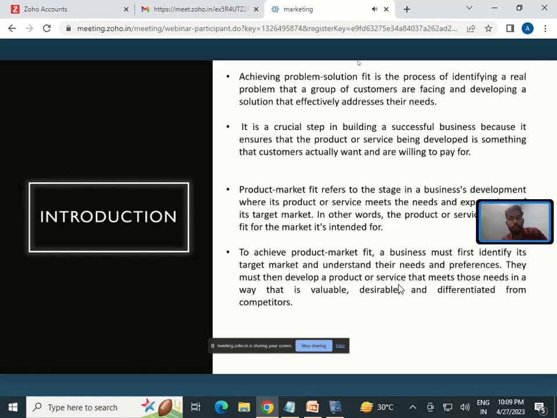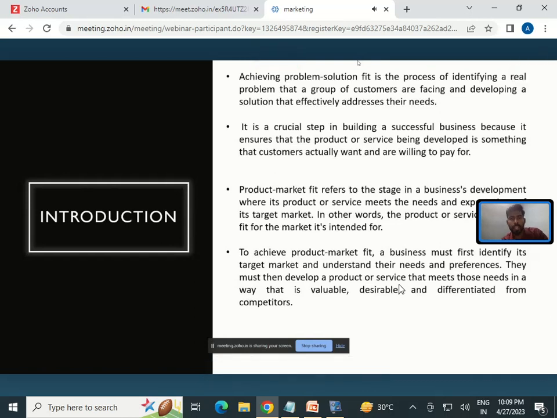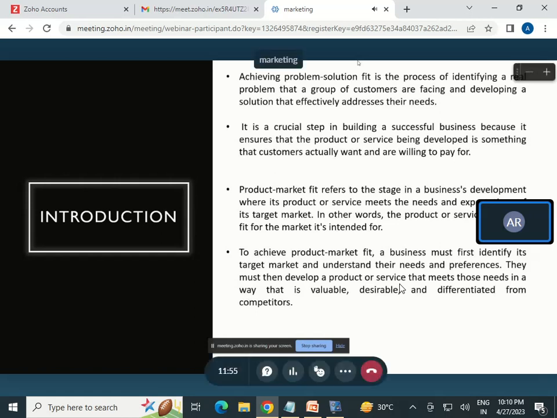Because even if you're launching anything in the market, the one word, competition, never leaves you behind. Everybody knows it, right? So it's a crucial step in building a successful business, because it ensures that the product or service being developed is something that customers actually want and are willing to pay for, right? The same thing that we talked about: the crucial step in building a successful business from problem solution fit is to ensure that your product or service is something customers actually want and are willing to pay for.